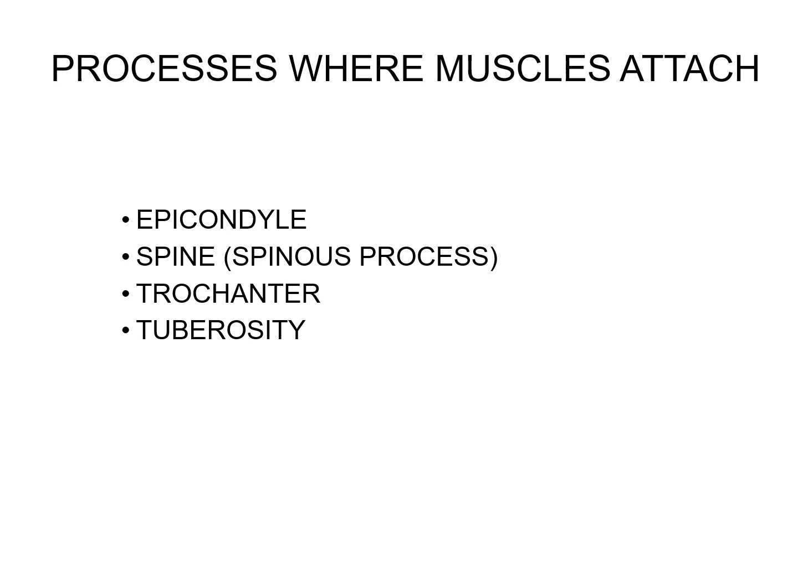As I mentioned, processes are where muscles attach. Other areas where we have processes, or things sticking out of somewhere, include epicondyles, where muscles are going to attach. We have spines where muscles are going to attach. We have trochanters, tuberosities, tubercles, all sorts of weird T words, and we'll discover a few of those as we continue on.